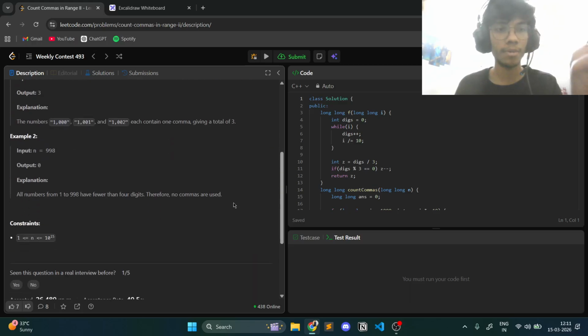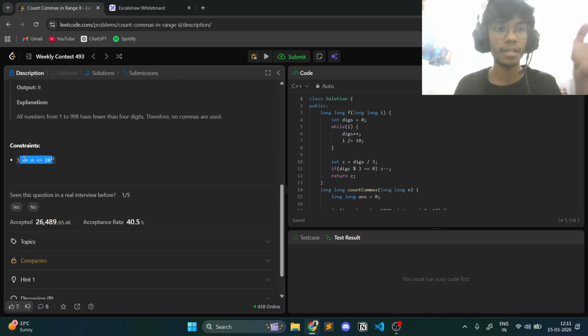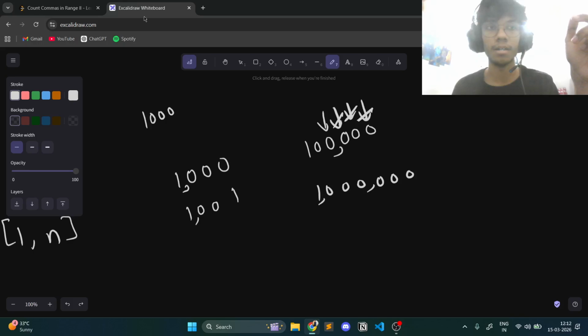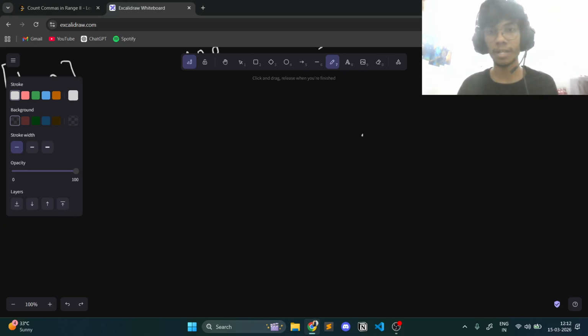Now the second problem. The problem is the same, but the constraints are high. So we cannot directly iterate over all the elements from 1 to n, right? Because n is up to 10^15. So this will definitely result in TLE. So we basically need to think of something optimal.